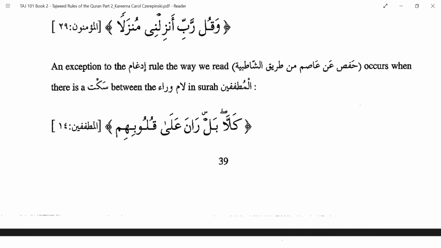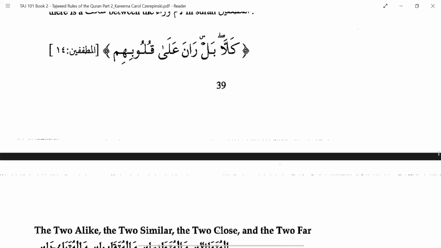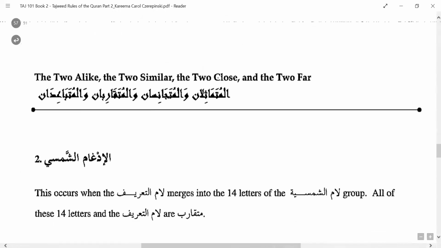Kalla bal rana ala qulubihim. You will not say barwana. Okay. So if you see in the Musaf, there is no shadda on the ra because you don't have to do idgham here.